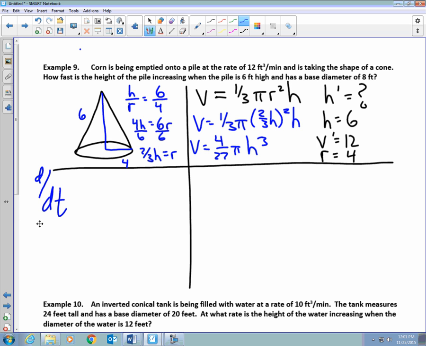We'll now take the derivative with respect to time. What's the derivative of v? V prime is equal to, and if I drop 3 in front, 12/27 will reduce to 4/9. So 4/9 times pi, h squared h prime. Good.